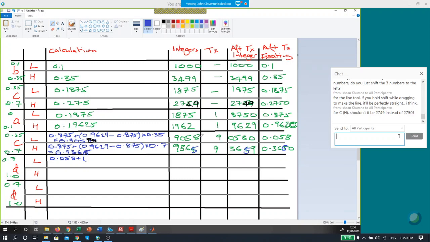Plus, and then the upper one, which is 0.366 minus the lower one, times the lower value of 0.7 there. And that gives us 0.2736.